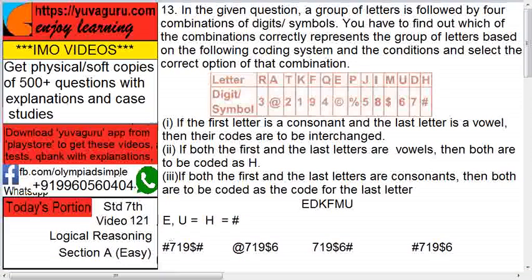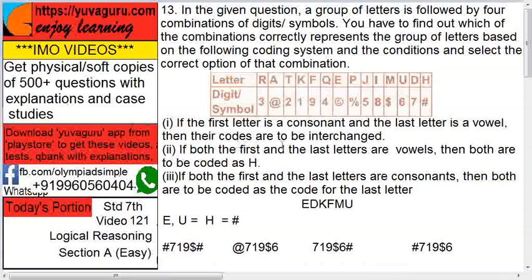Let's start. You read this full question, I'll give you the short gist. These letters are given and the symbols and numbers are given. So we have to write the symbols and numbers in place of the letters. Now the conditions are: first letter is consonant, last letter is vowel, then their codes are to be interchanged.